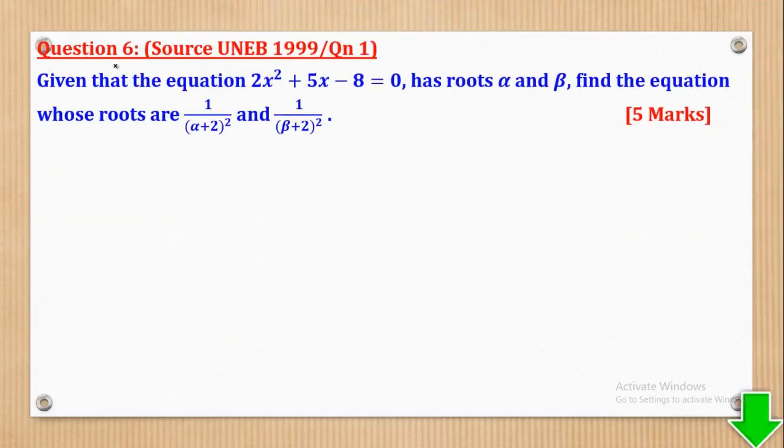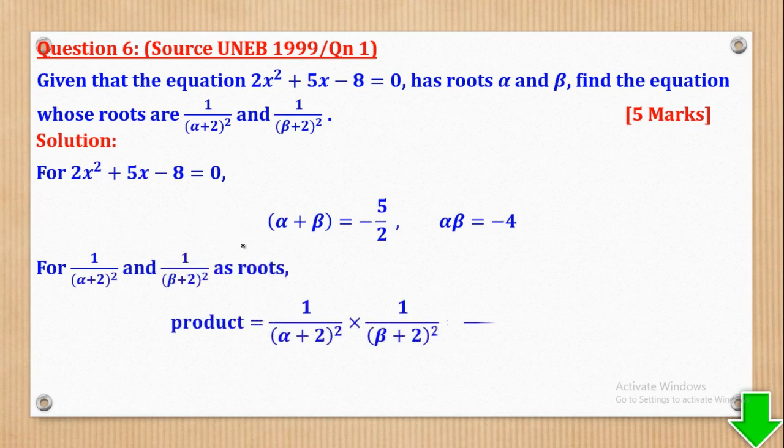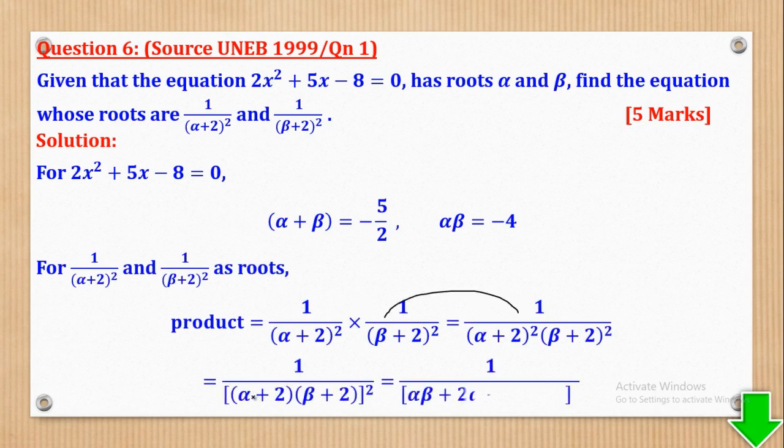So now we shall go to question 6, which came from UNEB 1999, paper 1, question 1, and says, given that the equation this has roots alpha and beta, find the equation whose roots are this. So for the given equation, the sum and product are those. For these as roots, we shall get the product. So multiply these two to come up with this. Therefore, expand the denominator to come up with that.